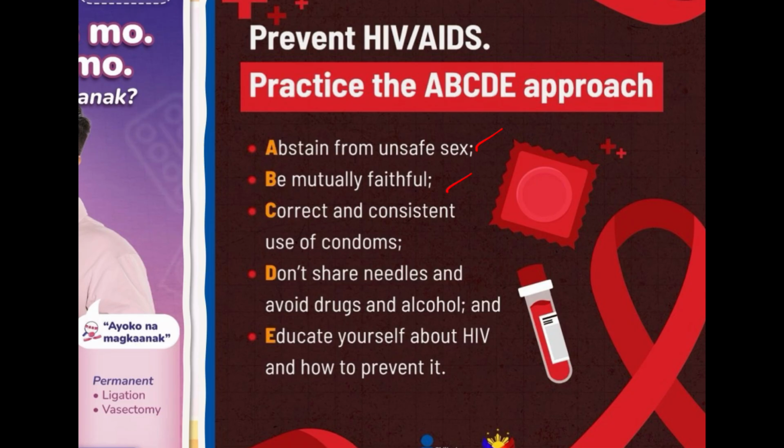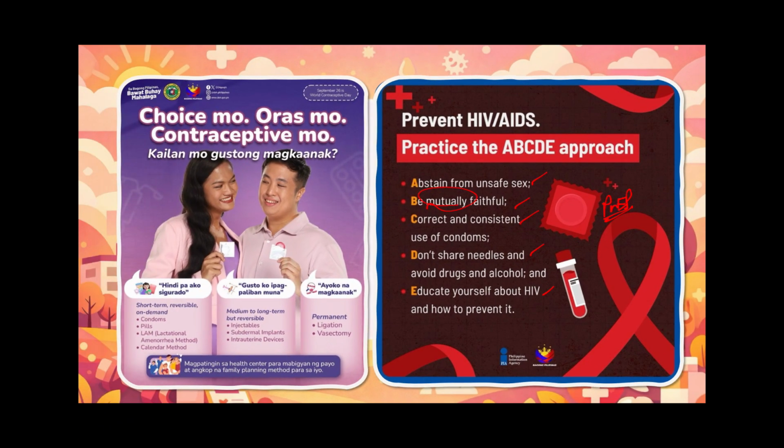Be mutually faithful. I think the mutually part is important because you can be faithful, but if your partner isn't faithful, there's still a chance of you getting it. Correct and consistent use of condoms. Don't share needles and avoid drugs and alcohol, and educate yourself about HIV and how to prevent it. And of course, consistent use of pre-exposure prophylaxis or PrEP. So again, that's a whole story, and we'll not get into that. But yeah, just sharing this with you. And if you have more questions about this, we can talk about it in class.